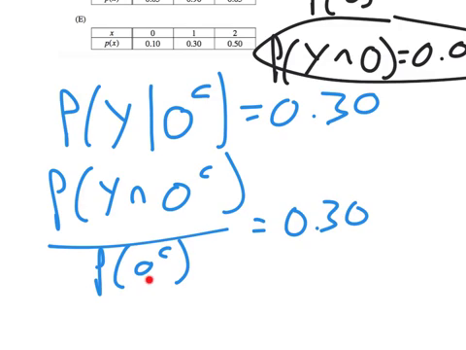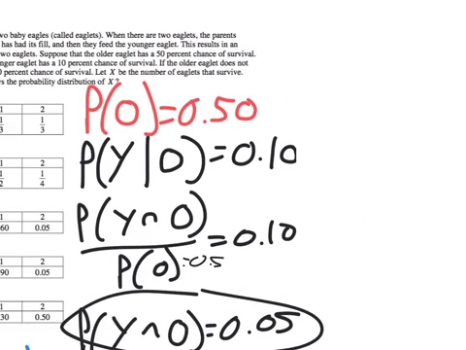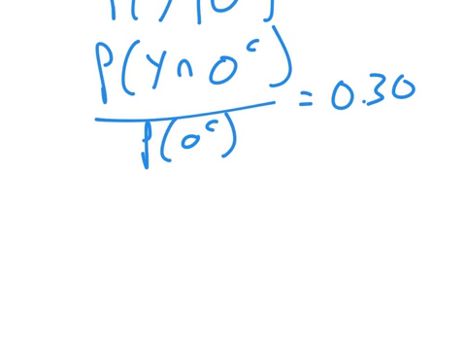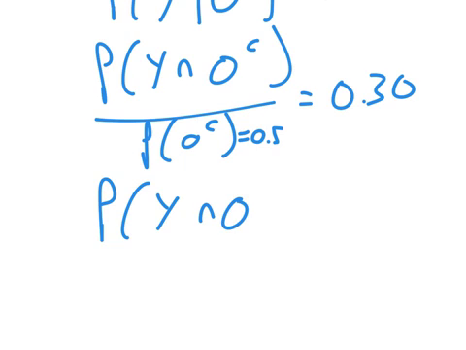This is actually a number we have. The probability of O is 0.5. The probability of everything but O must therefore be 0.5 because those two always have to add up. Two complementary events have to add up to 100% because they're the opposites of each other. So we got 0.5 here, and again, to get this probability by itself, just multiply both sides by 0.5. So we got the probability of the young and the old not surviving is 0.15. Okay, and again, the translation here is the probability that the young survives and the older does not survive.